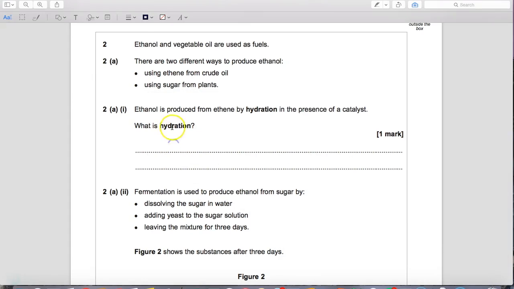You could write adding steam, is what hydration is. Or actually, if you just think about it in general terms, if I was dehydrated and I needed to fix that, what would I give myself? In order to hydrate myself, I'd need water. So the perfect answer you can write down is hydration is the reaction with water. You could also write steam.